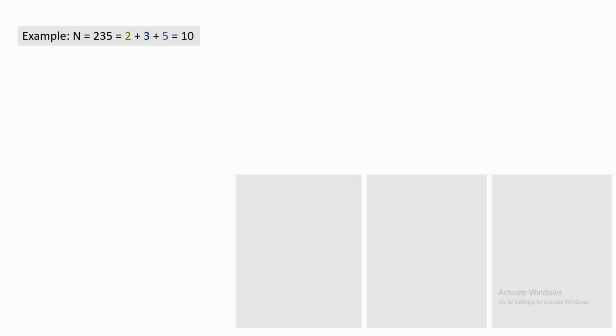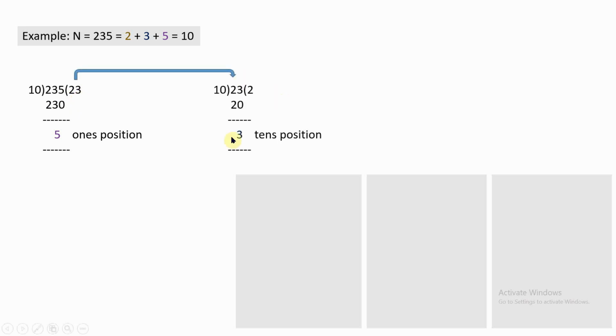So first I will show you how to extract individual digits from a number. For that we need to consider a division with a divisor 10. First take the entire number 235 and divide it by 10. Then you will get the remainder 5 that gives us the ones position. In this division you will get the quotient 23, and that will act as the dividend for the next division.